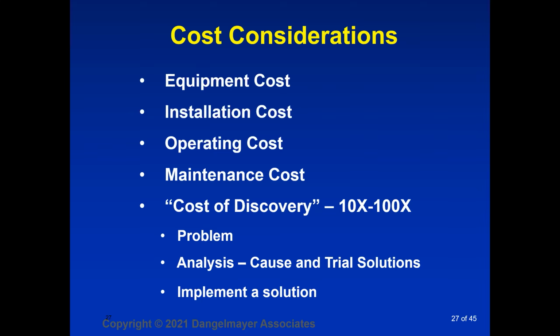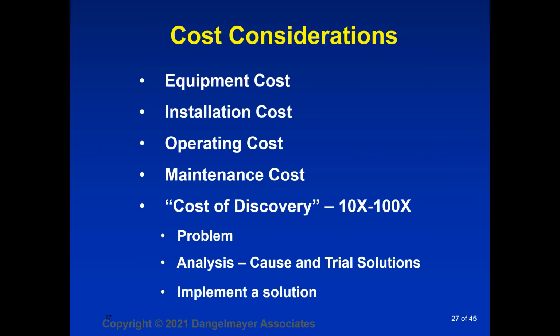Cost effective, interesting. We talk about the cost of discovery. In general, the cost of discovery, in other words, what it's going to cost you to find out you have a static problem that can be solved by ionizers, is typically going to be between 10 and 100 times the cost of the ionizer. Why? Well, here's the problem. You had a static problem, and how did you know you had a static problem? Typically because you have production losses, and the production losses are higher than you find acceptable. So that's how you know you had a problem: production losses.